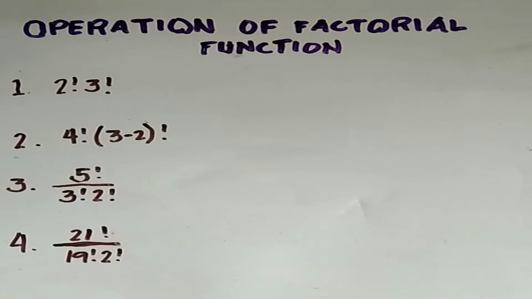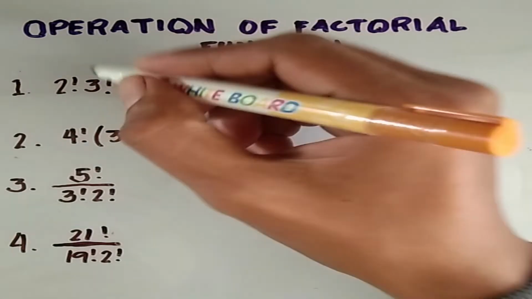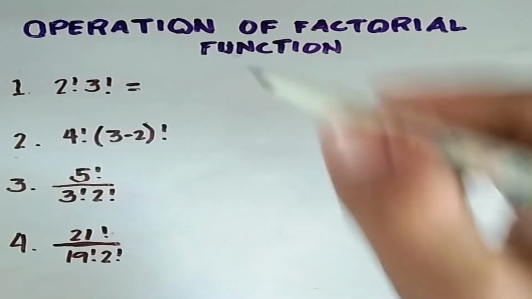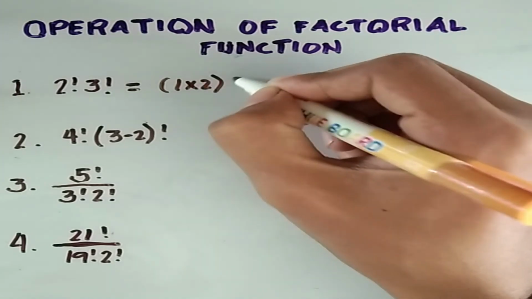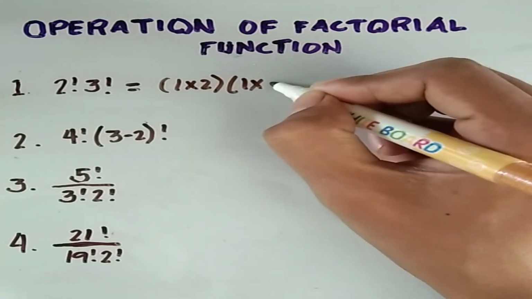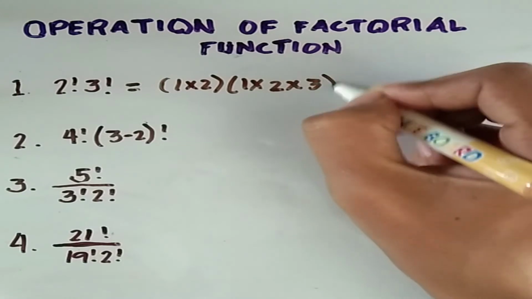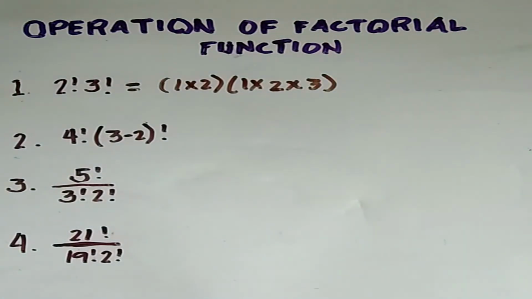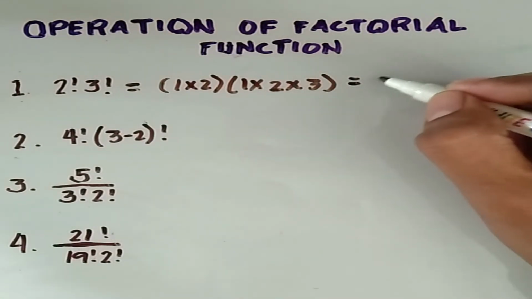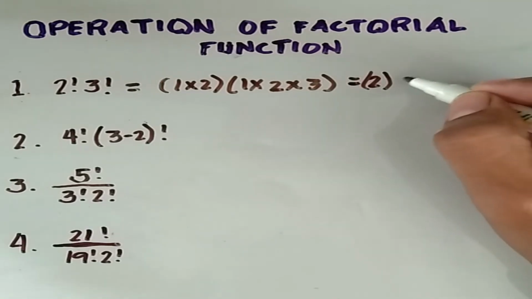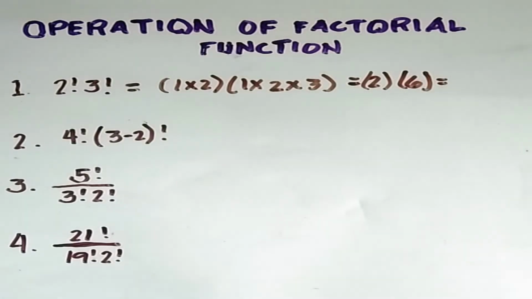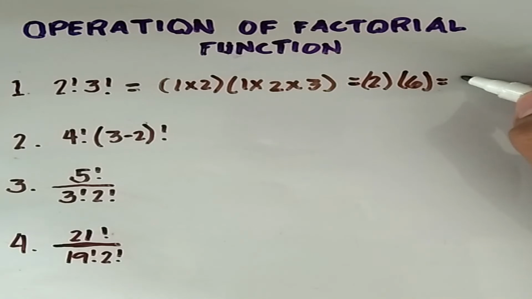Operation of factorial function. Number 1, 2 factorial times 3 factorial. 2 factorial is simply 1 times 2. And 3 factorial is 1 times 2 times 3. 1 times 2, that is 2. And 1 times 2 times 3 is 6. Therefore, the final answer is 2 times 6, which is equal to 12.